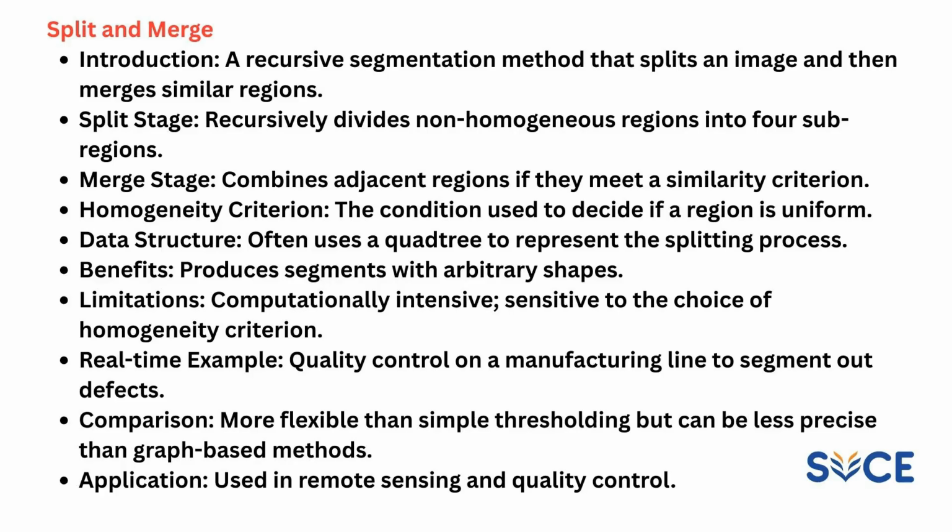Among other applications, it is also widely used in remote sensing to classify land cover types from satellite images. For example, it can segment forests, water bodies, and urban areas based on their spectral characteristics.